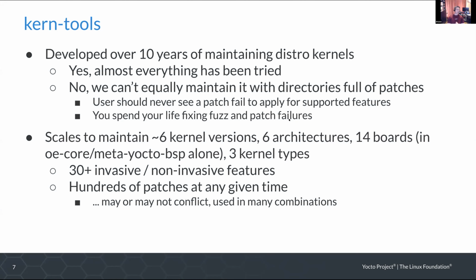There are these things that we use in the background, called the kernel tools. It's the kernel-tools-native recipe. It's got its own little repository hosted on git.yoctoproject.org. And those tools were developed over 10 years, preceding the 10 years that a lot of the stuff has been in Yocto. So let's just say from 2005 to 2015, for 10 years of maintaining a distribution kernel for an embedded Linux vendor. You get questions, and we had something on the mailing list recently. It's like, yes, almost everything has been tried.